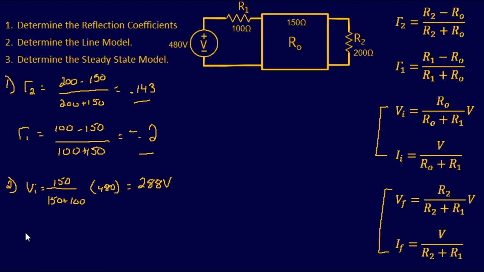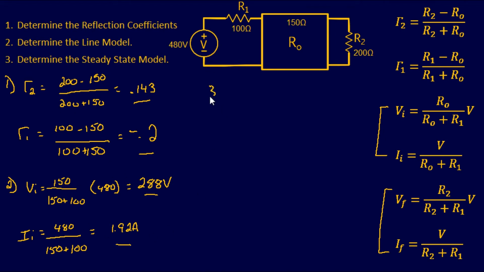And same thing with the current. We're going to plug and chug this one as well. Just get you familiar with these equations and know they exist. 480 volts, and then characteristic impedance, 150, plus our source resistance, which is 100. Again, plug and chug this in our calculator, 1.92 amps. So this is going to be our answer for the line model.